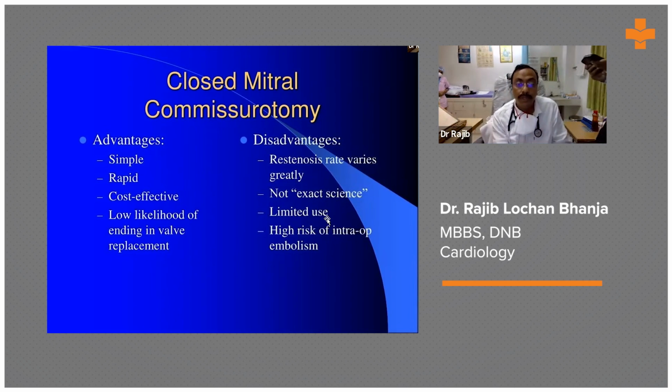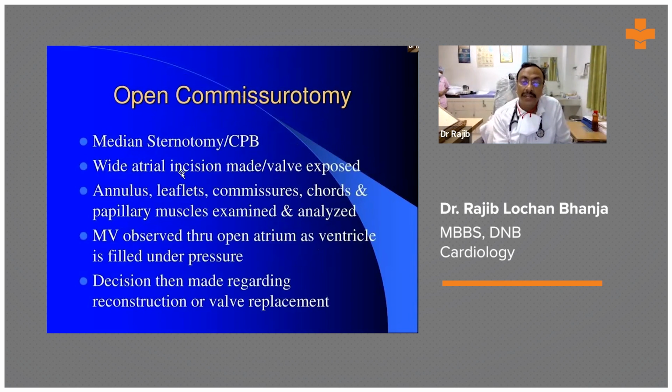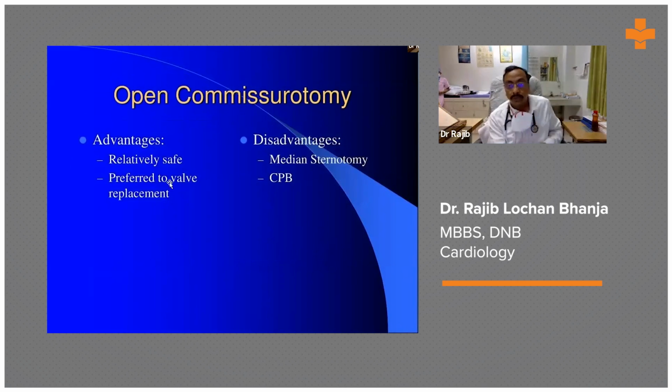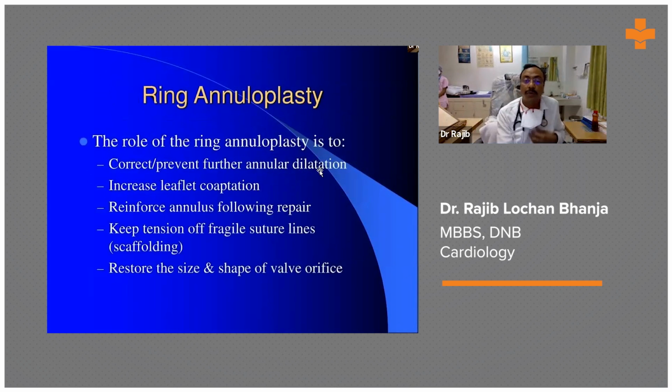Another one is open commissurotomy. What happens in open commissurotomy? This is a median sternotomy, wide atrial excision made, valve exposed, annulus, leaflet, commissures, chordae, and papillary muscle examined and analyzed. Mitral valve observed through the open atrium as the ventricle is filled under pressure. Then a decision is made regarding reconstruction or valve replacement. These are the mitral valves. What is open commissurotomy then? It is relatively safe, preferred to valve replacement, but the disadvantage again is cardiopulmonary bypass and sternotomy. Another one is ring annuloplasty.